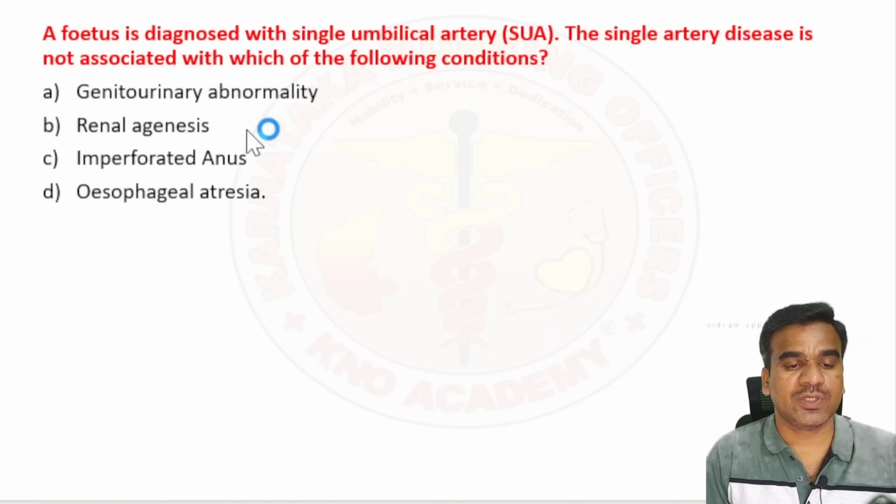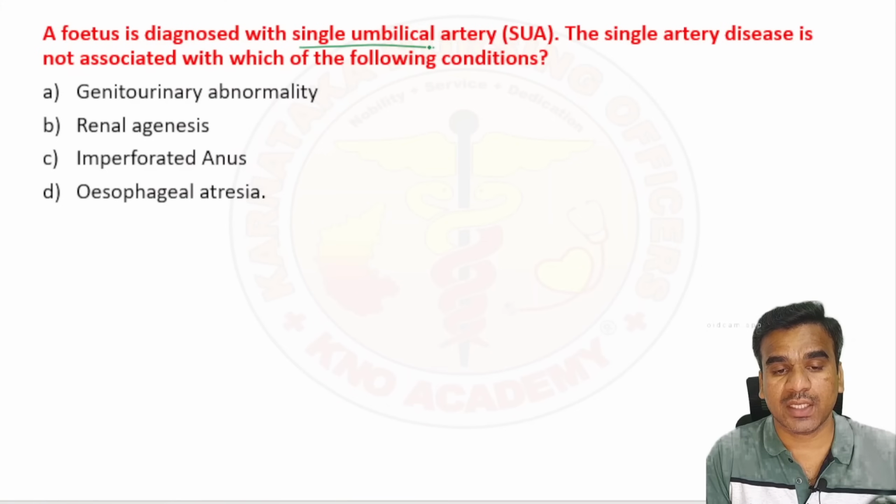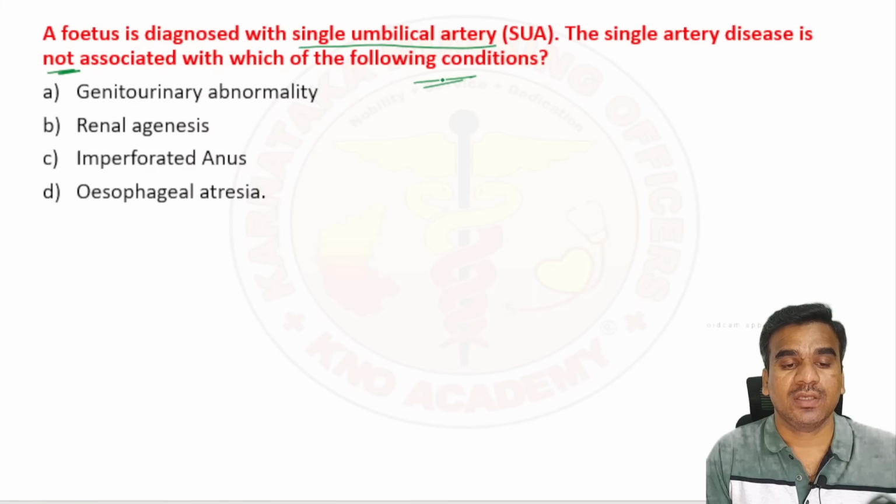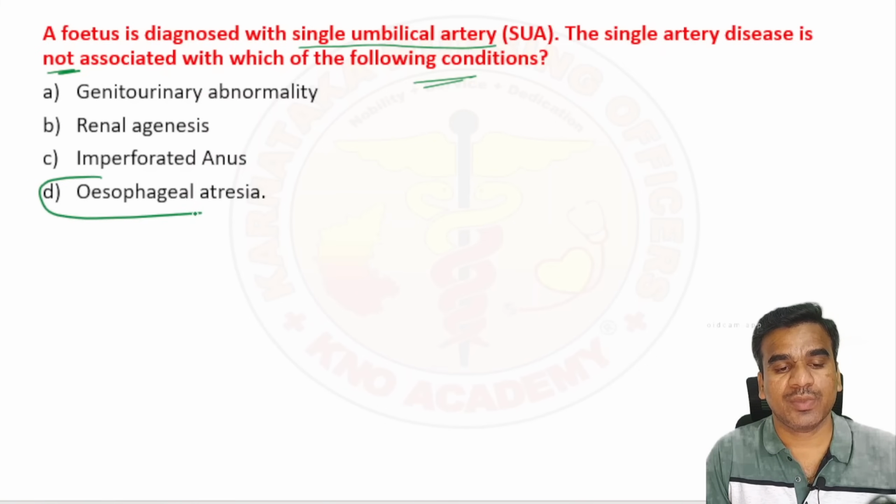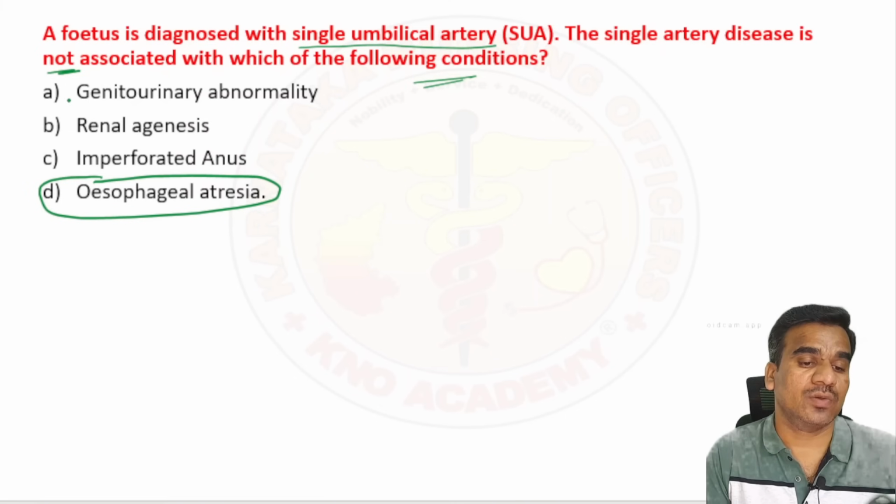The next question is, a fetus is diagnosed with single umbilical artery. The single artery is not associated with which of the following conditions? So single artery will not be associated with esophageal atresia. Other than that, all three diseases it will be there. So the non-association is very important. So esophageal atresia is the right answer.